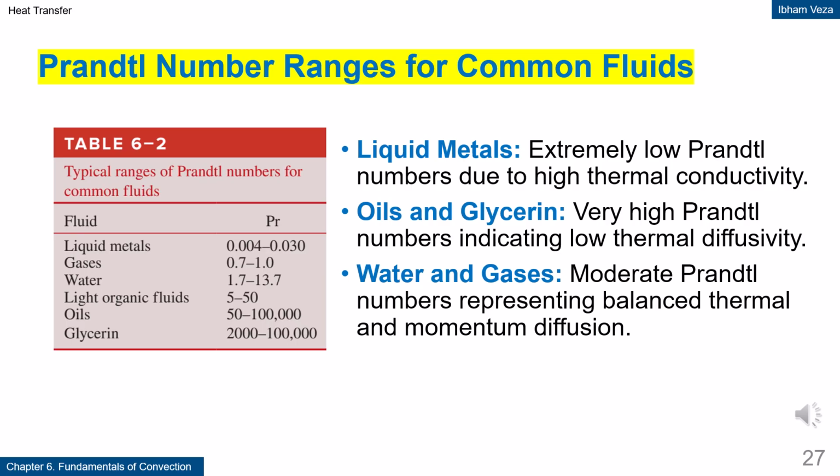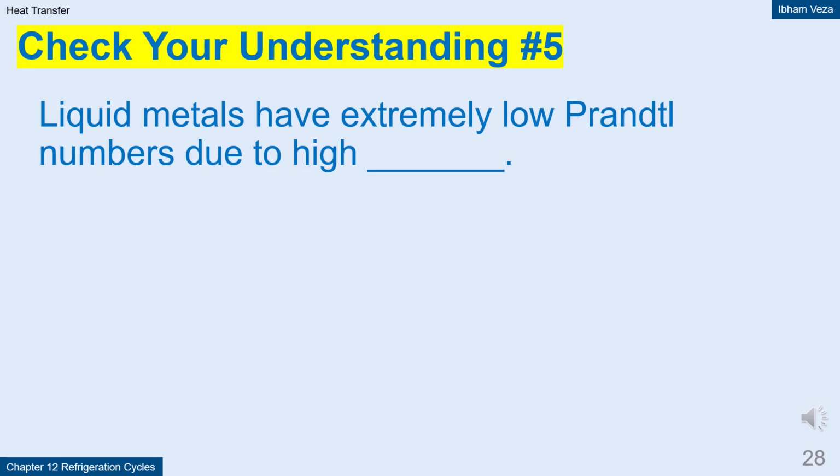Liquid metals have very small Prandtl numbers because their thermal conductivity is very high. Oils and glycerin have very large Prandtl numbers because their thermal diffusion is slow. Water and gases fall in the intermediate range. This value determines the relative thickness of velocity and thermal boundary layers.